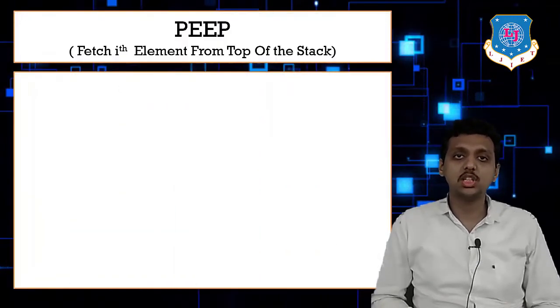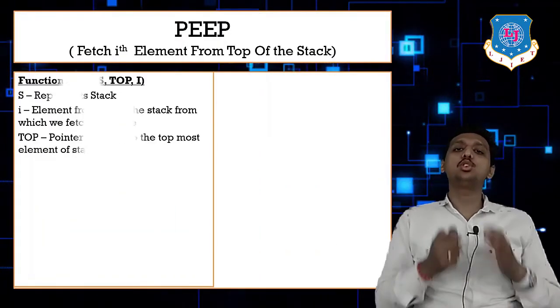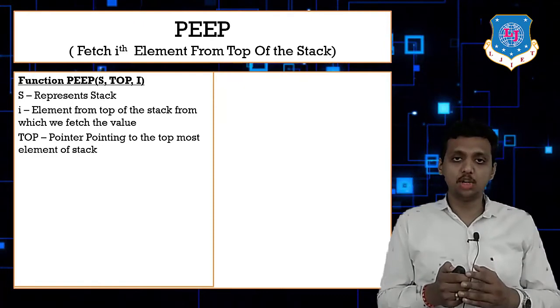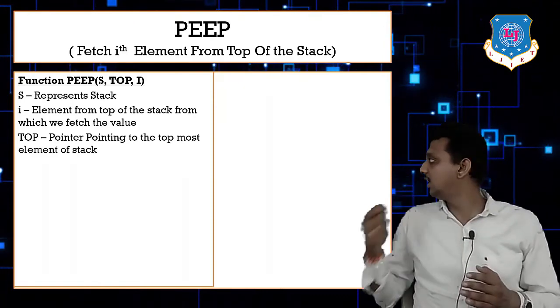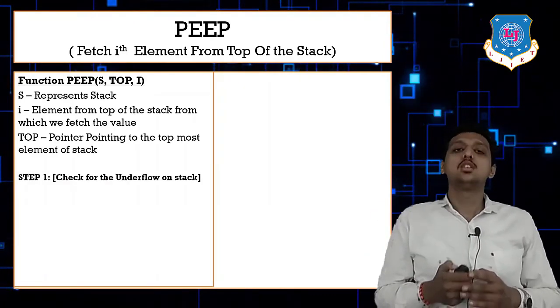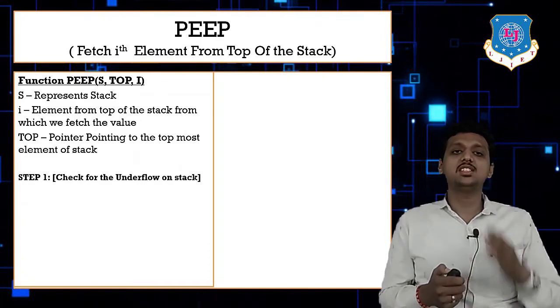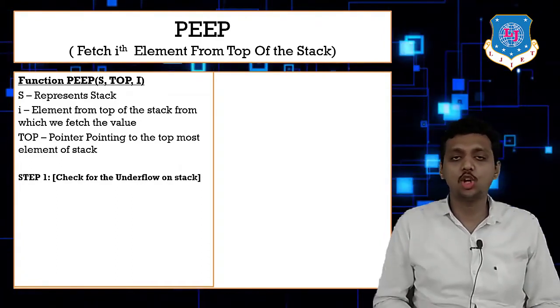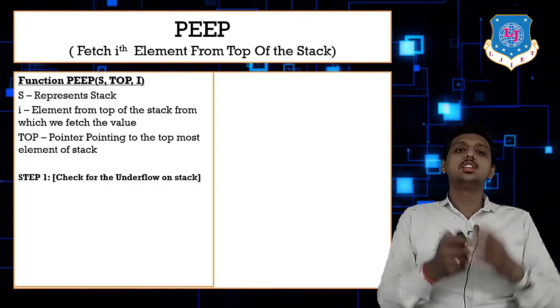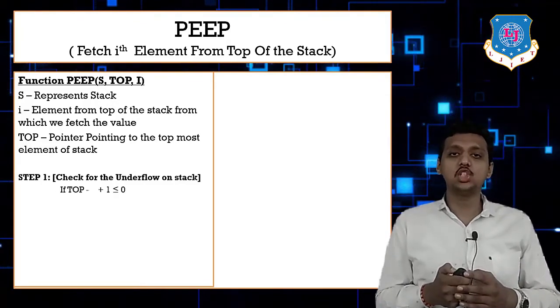Our next function is peep. Here in peep, you are going to fetch the ith element from the top of the stack. That's why I'm taking another parameter, that is I. This function returns something, that's why it is function peep(S, top, I). Now step number 1 is to check for the underflow condition of the stack.